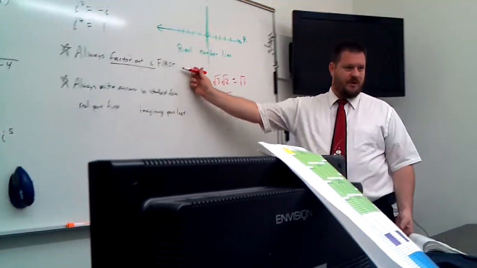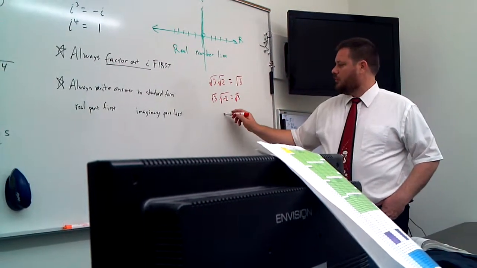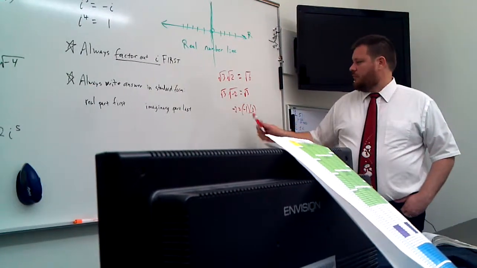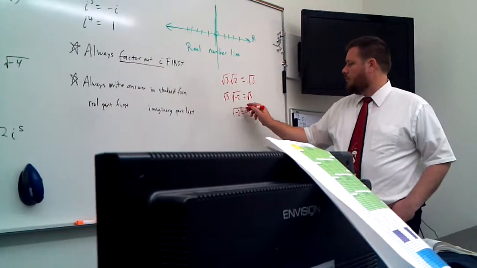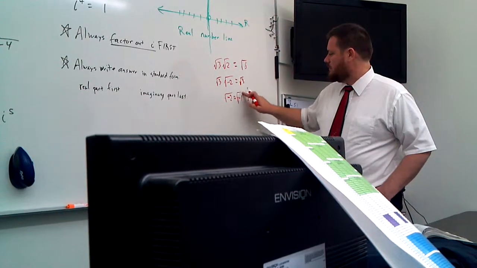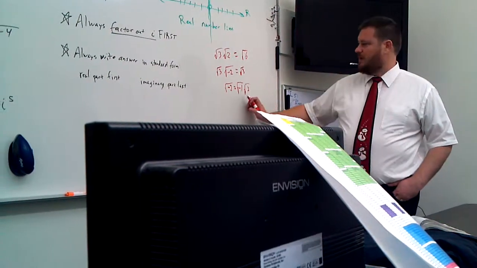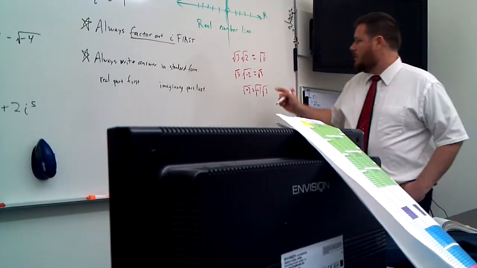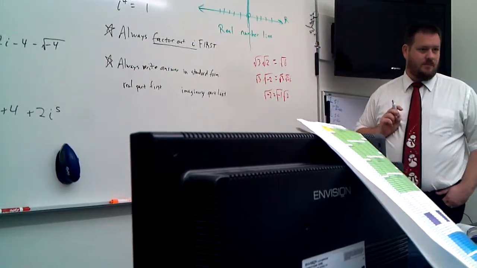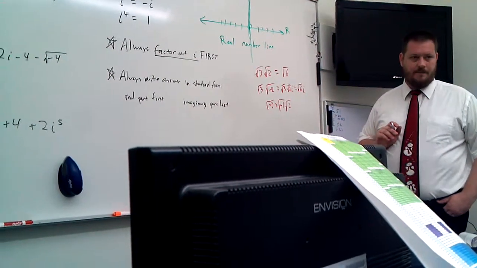Now, what if we have the square root of 3 times the square root of negative 2? This is what I'm talking about when I say factor out the i first. Negative 2 we can factor as negative 1 times 2, which means the square root of negative 2 would be the square root of negative 1 times the square root of 2. And the square root of negative 1 is i. So the square root of negative 2 is the square root of 2 with an i. And then we can do this to make the square root of 6 with an i.